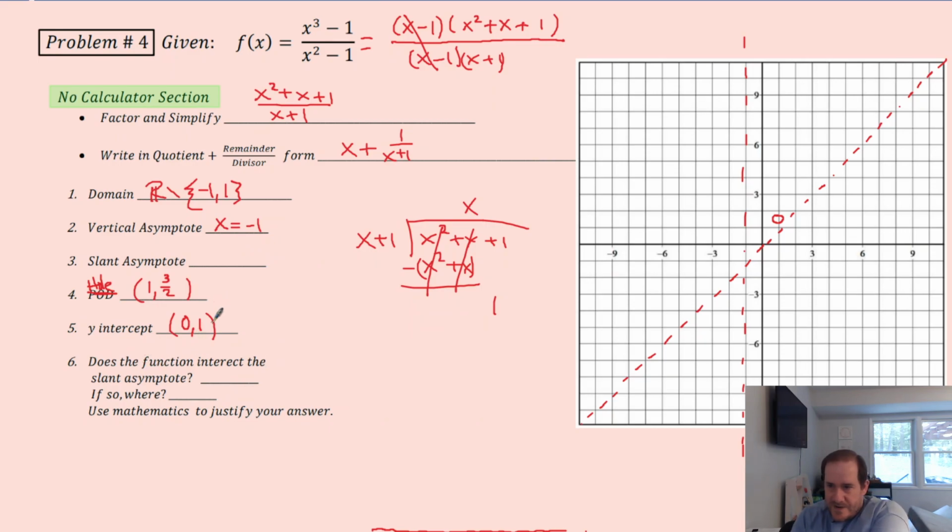It says, does the function intersect the slant asymptote? Still no, because our remainder over divisor is back to having a constant in the numerator, so it will never equal 0, so it will never cross. So this is a no. If so, where? Not applicable.